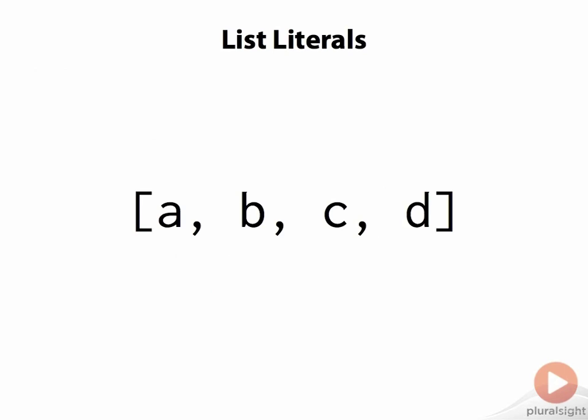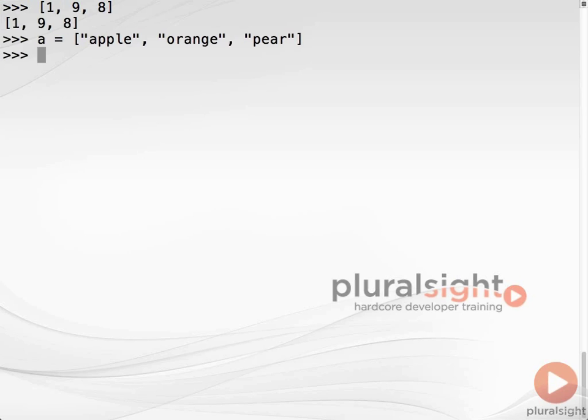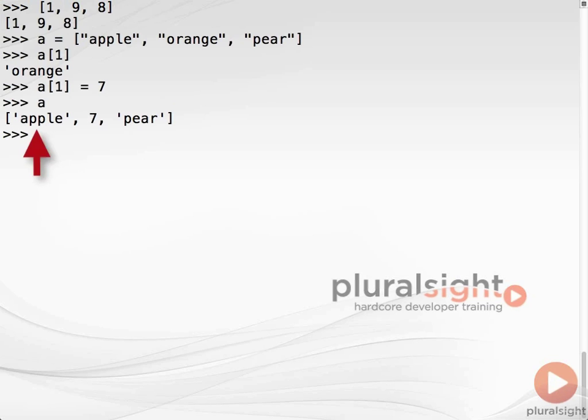Literal lists are delimited by square brackets, and the items within the list separated by commas. Here is a list of 3 numbers, and a list of 3 strings. We can retrieve elements by using square brackets with a zero-based index, and we can replace elements by assigning to a specific element. See how lists can be heterogeneous with respect to the types of the objects. We now have a list containing a string, an integer, and another string.